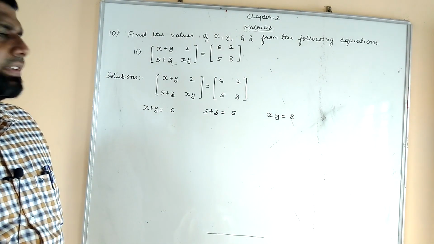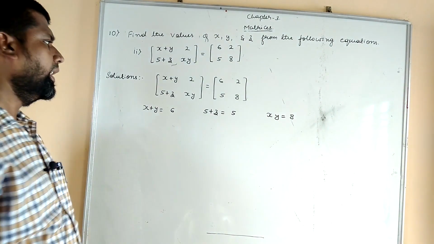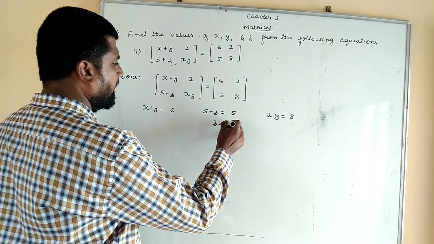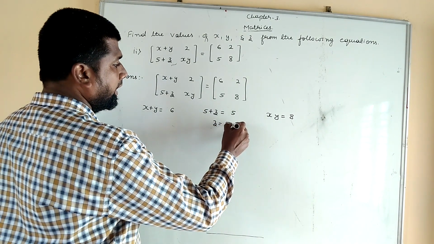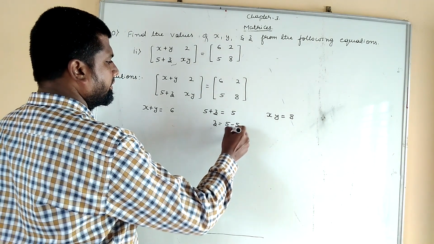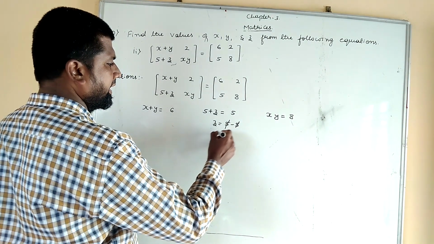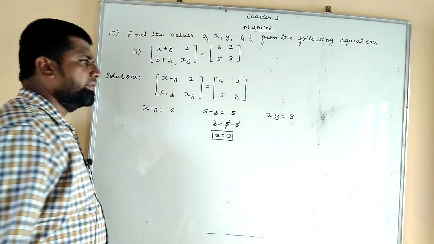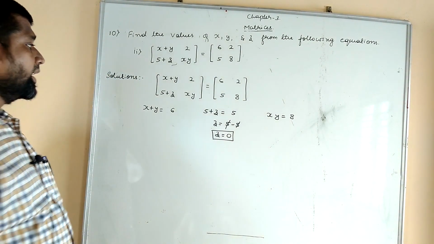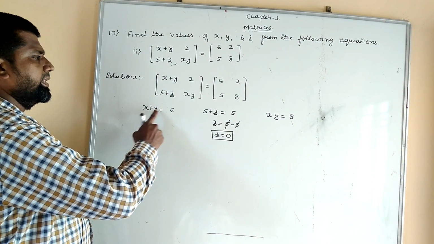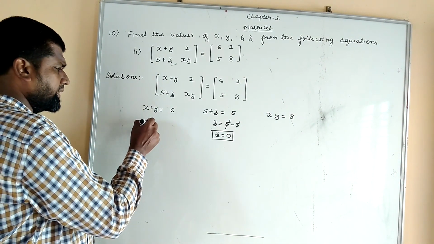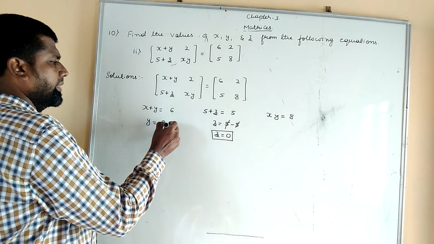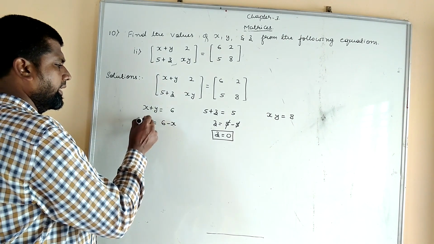So you have to find the values of x, y and z. We can find the z value easily. 5 plus z is equal to 5. If you shift the 5 to the right side, it will become minus 5. Plus 5 minus 5 gets cancelled. You will get the z value as 0. Now you have to find the x and y values. So let us take the first element. x plus y is equal to 6. Let us find the value of y by shifting x to the right. 6 minus x. We got the value of y.